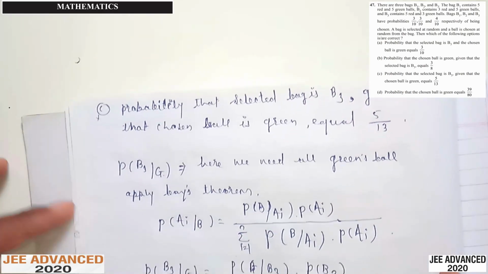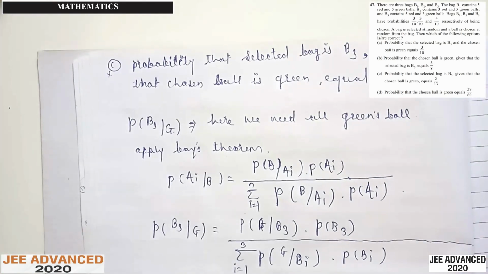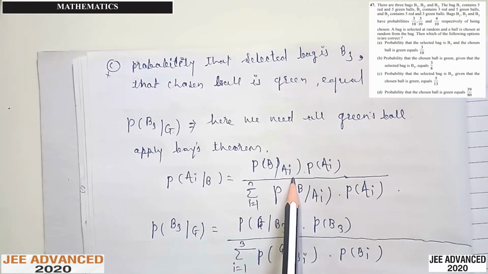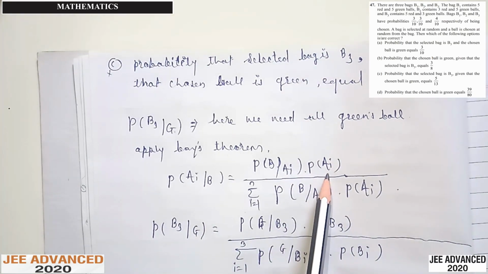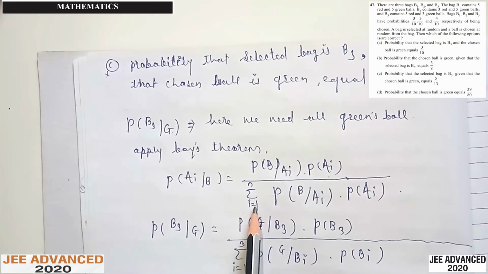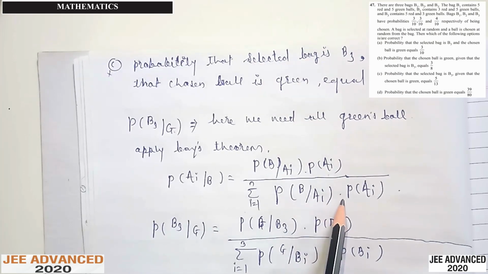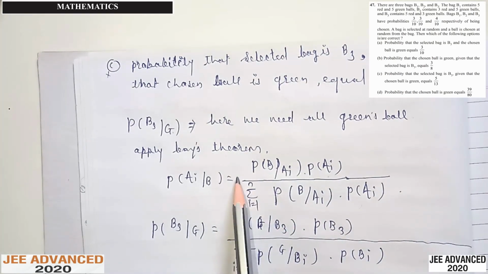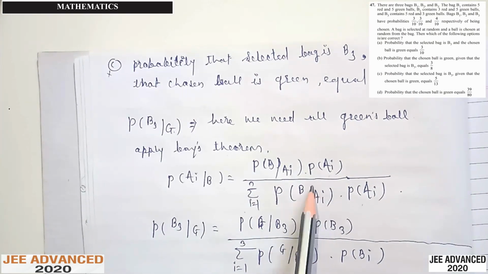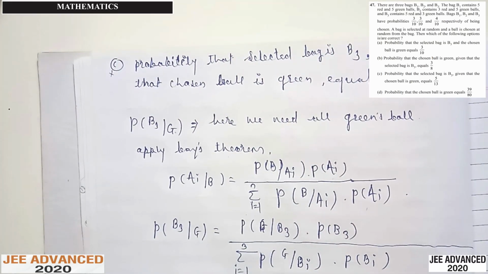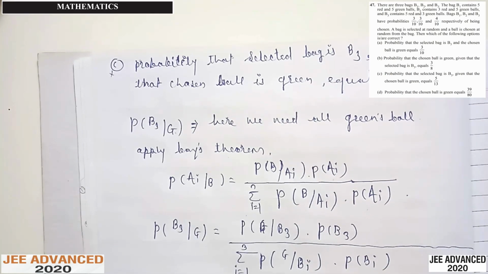Bayes theorem says that the probability of Ai given B can be written as the probability of B given Ai into the probability of Ai, divided by the summation, i equal to 1 to n, of the probability of B given Ai into the probability of Ai. So what does Ai represent over here? The different bags B1, B2, B3 for the green ball.